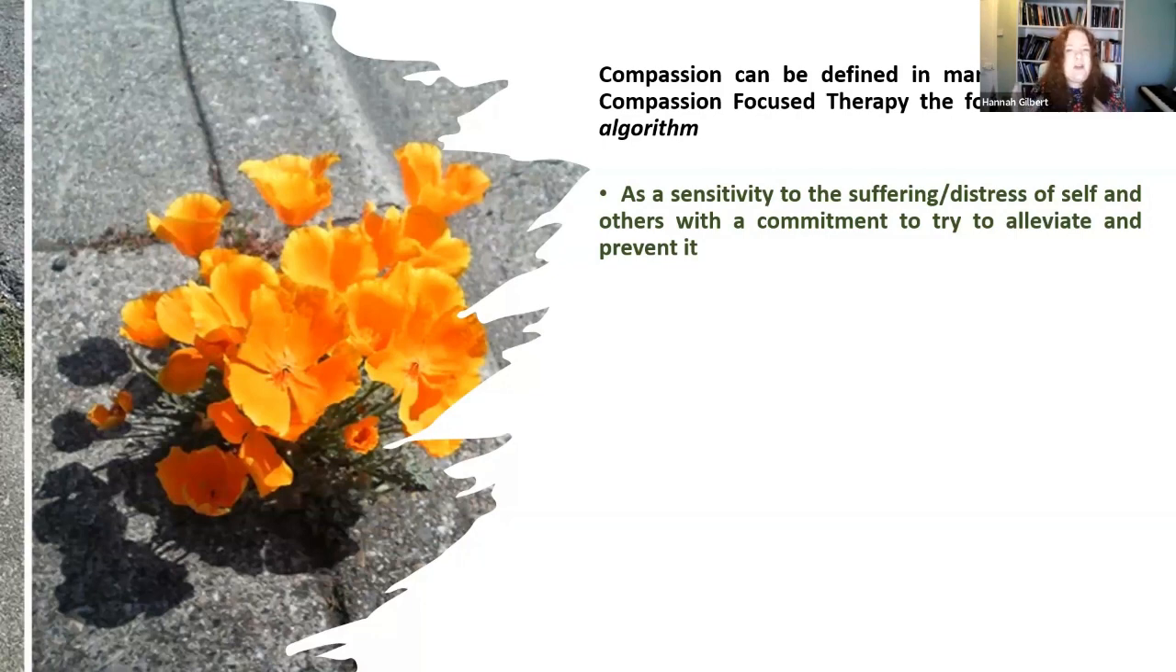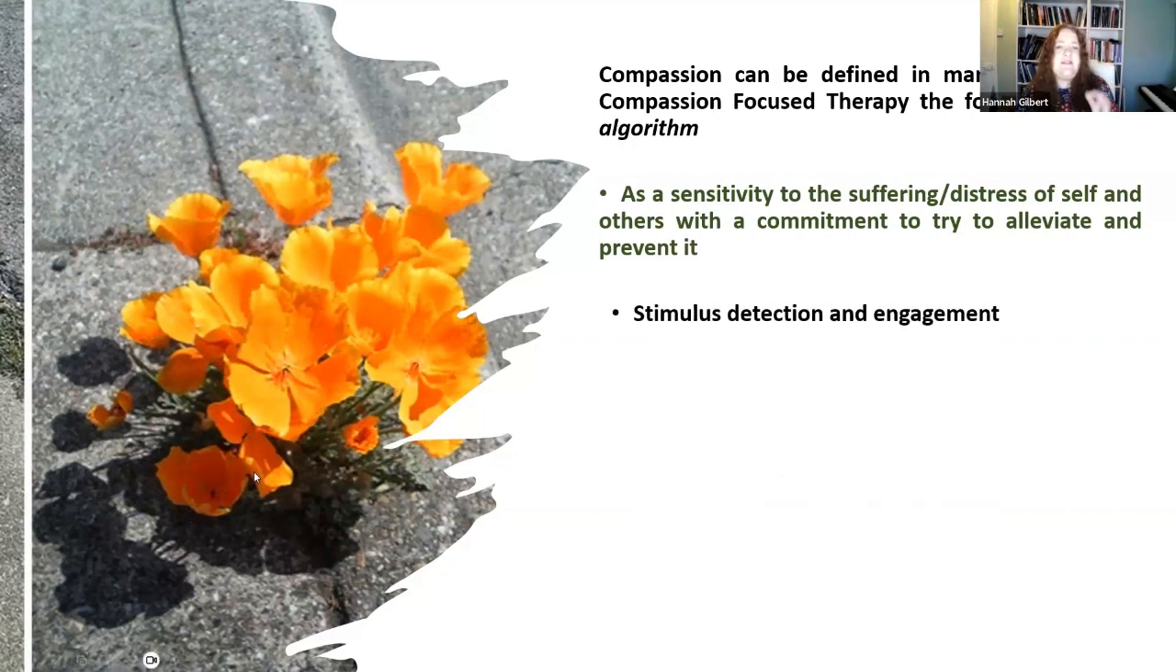And we try to draw out all of the wisdom from all of those different perspectives to inform what it is that we're doing. But one of the things that we would see is that compassion works as what we'd call an algorithm, because it's a response to a stimulus. So going back to this sense that it's a sensitivity to the suffering or distress of self and others with a commitment to try to alleviate and prevent it.